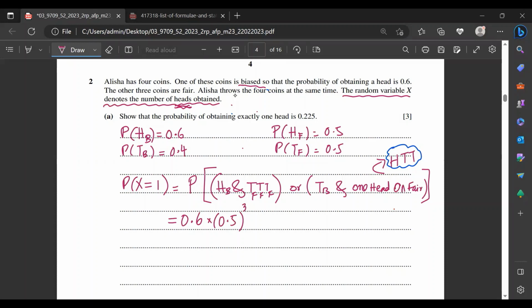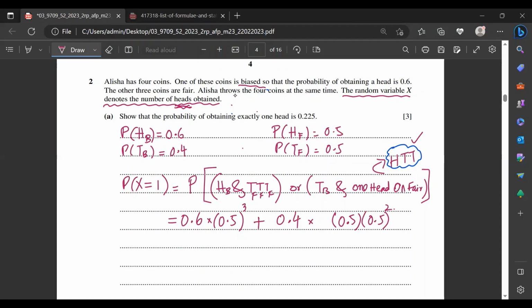Or tail on the biased means 0.4, and multiplication, one head on the fair. So I have listed one of the possibilities: head, tail, and then tail. So head is 0.5, tail is again 0.5. There are two tails, so I can write 0.5 power 2. I can treat this question as a binomial, the second part, but it's simple to handle like this.